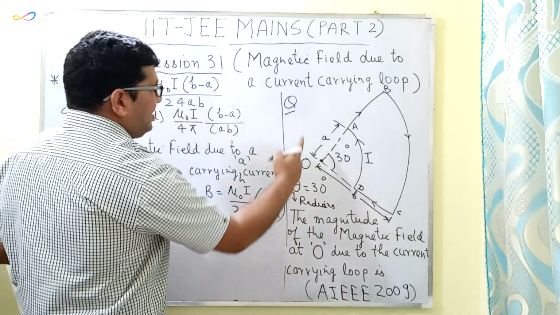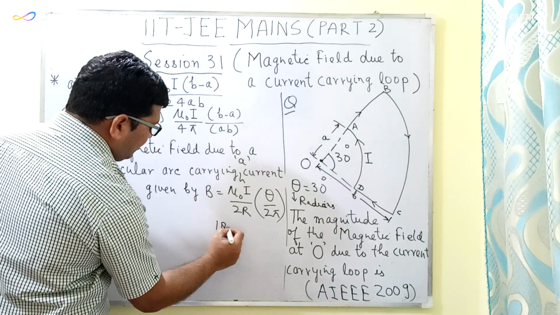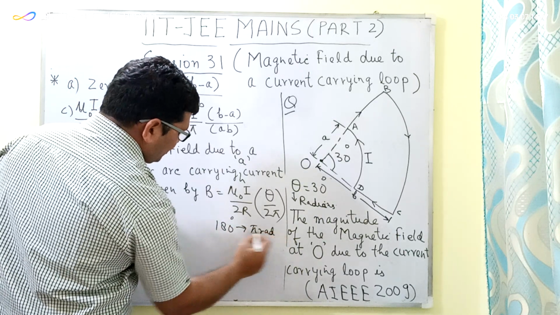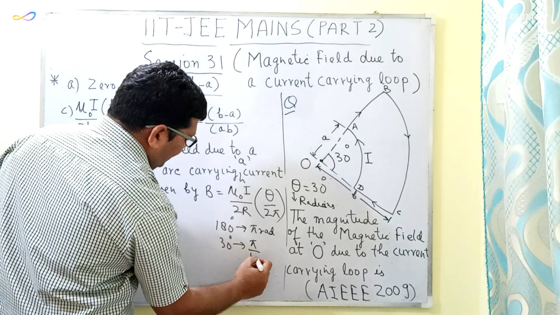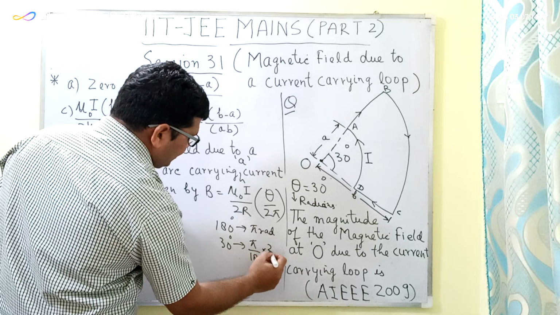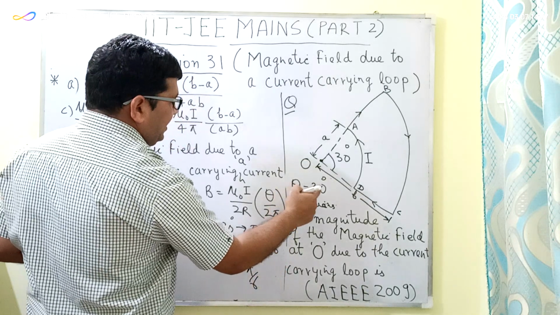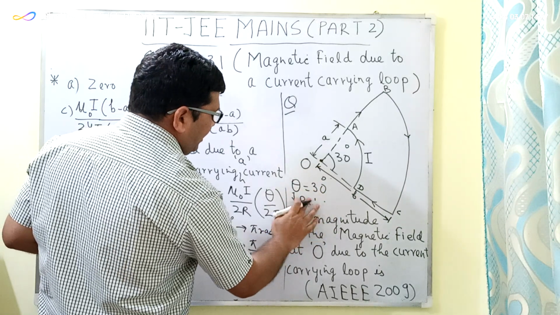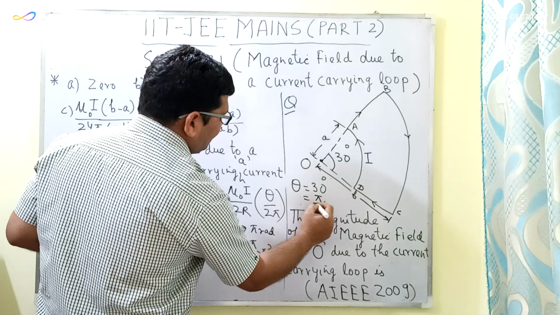Now we know that 180 degree is equal to pi radian. So 30 degree will be equal to pi upon 180 into 30, which is equal to pi by 6 radian. So this 30 degree, if I write it in radians, will be equal to pi by 6 radian.